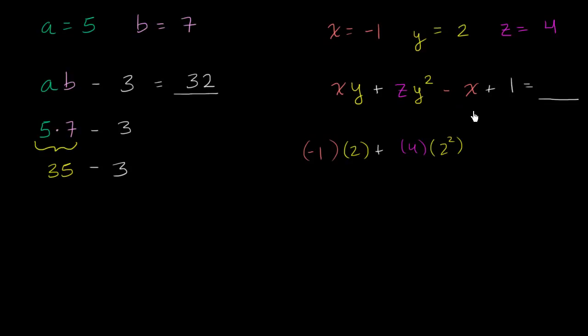And then we have minus x. X is -1, minus -1. And then we have plus 1. Plus 1. And now, order of operations, you want to do our multiplication.